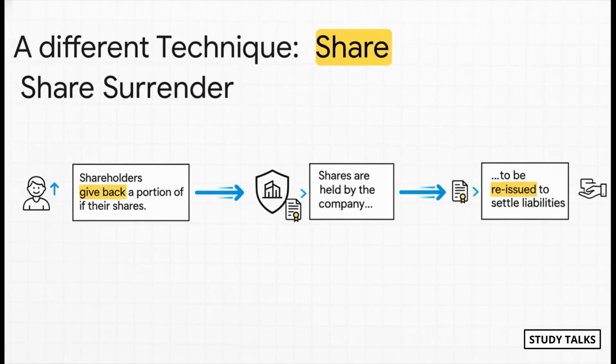Now let's talk about another really unique technique from illustration 7, share surrender. This is different. This isn't just about reducing the face value of a share on paper. Here, shareholders are physically giving back a portion of their shares to the company. The company can then use these surrendered shares almost like a currency to pay off its debts. They're basically funding the rescue with their own shares.